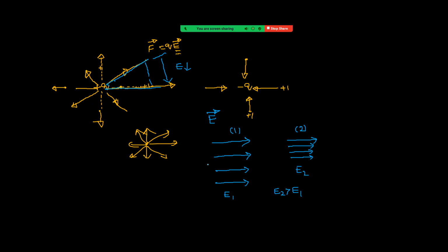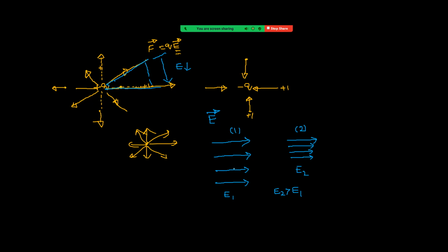That means by seeing the field line pattern, we can say in which region the field strength is more or less. Okay, right. So one point is that because of a positive point charge, field lines are radially outwards, and because of a negative point charge, field lines are radially inwards.